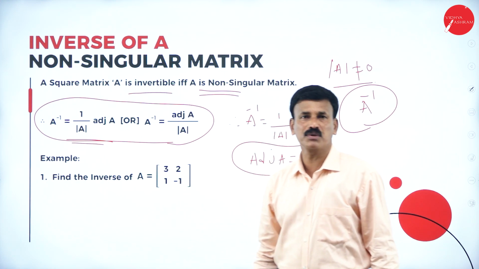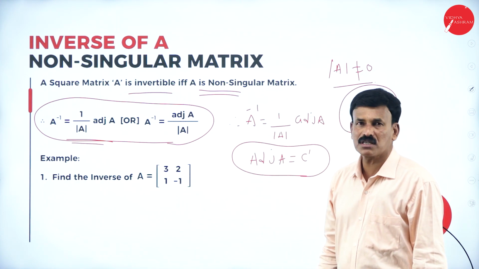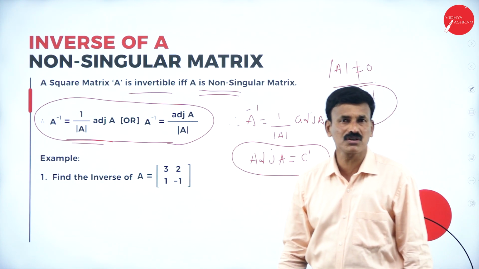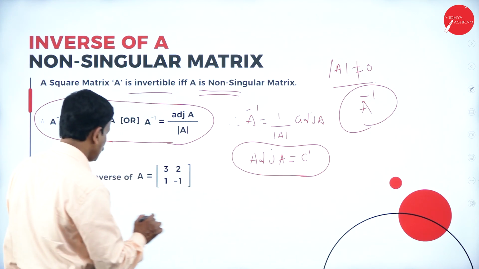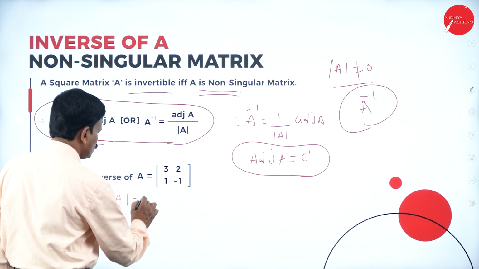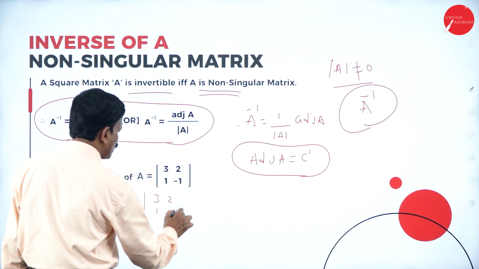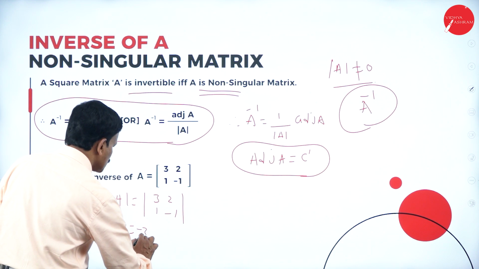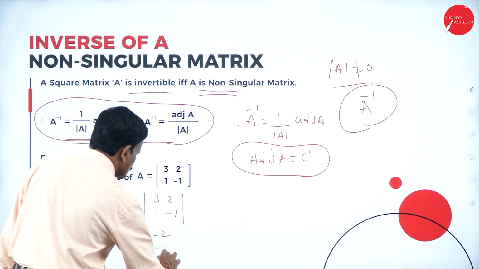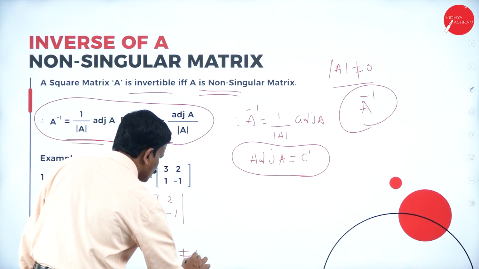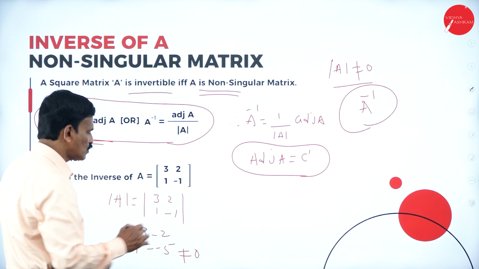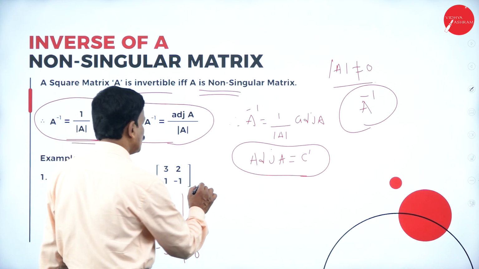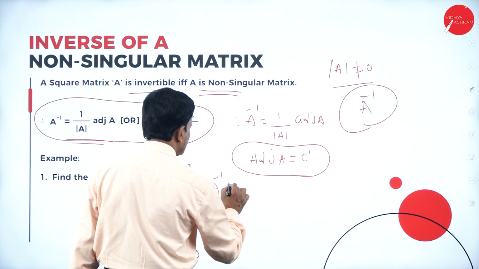Let us take a simple example. Find the inverse of A is equal to 3, 2, 1, minus 1. Check whether it is a singular or non-singular matrix. Find out the determinant of this. Determinant of A is equal to determinant 3, 2, 1, minus 1. This is equal to, you know the multiplication, 3 into minus 1 is minus 3, minus 1 into 2 is minus 2, this is equal to minus 5. So not equal to 0. Determinant of A is equal to minus 5, not equal to 0. Therefore, A inverse exists.